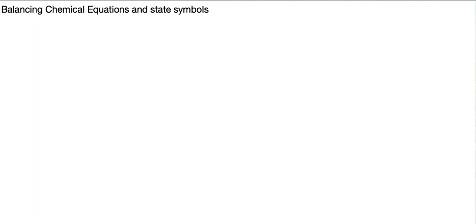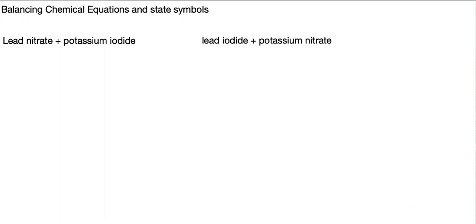So let's take an example of lead nitrate and potassium iodide combining, reacting. So over here we have lead nitrate, potassium iodide. These are our reactants, and we end up with lead iodide and potassium nitrate.